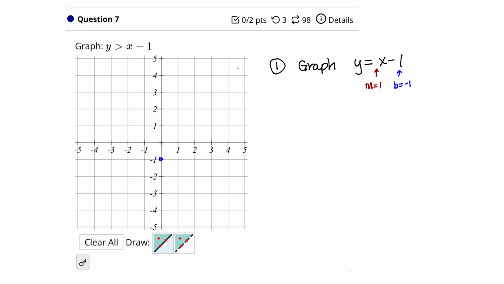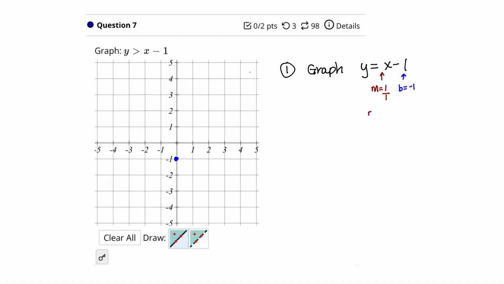So we're going to start at -1. We're going to make the slope into a fraction. If it's a whole number, you make it into a fraction by putting it over 1. Every single time it's over 1. So we're going to rise 1 and run 1, both positive. So we're going to go up 1, over 1. There's my new dot.